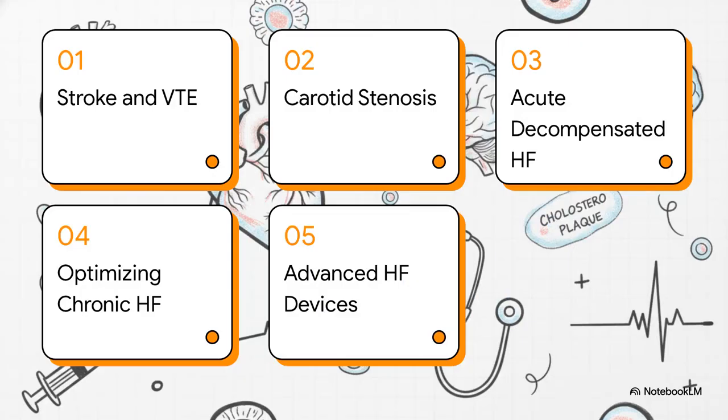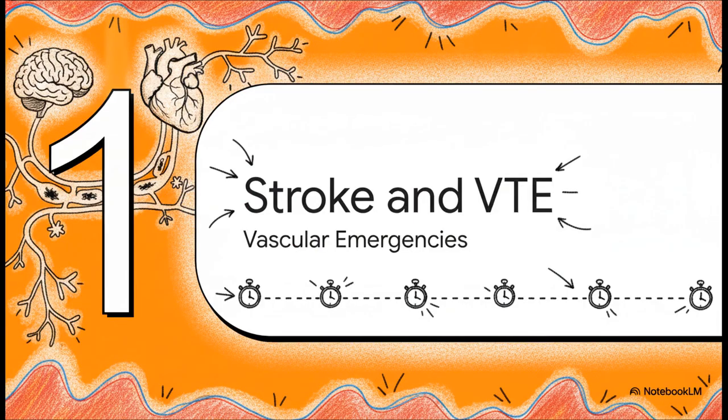We've structured today's breakdown into 5 distinct clinical buckets. We're going to cover stroke and VT, managing carotid stenosis, acute decompensated HF, optimizing chronic HF, and advanced heart failure devices. It's a complete journey, straight from acute crisis management all the way to long-term chronic optimization. Let's kick things off with Section 1, Stroke and Venous Thromboembolism.